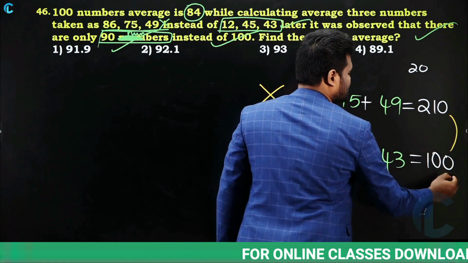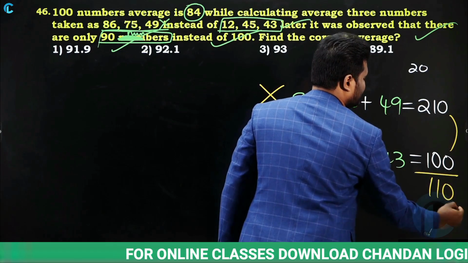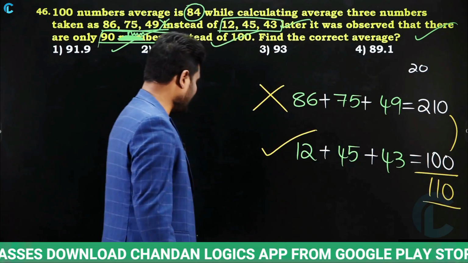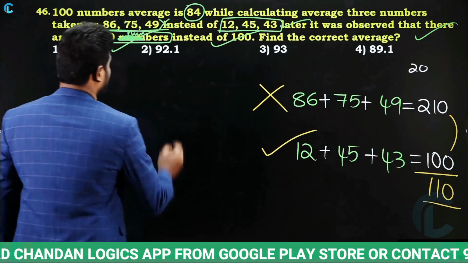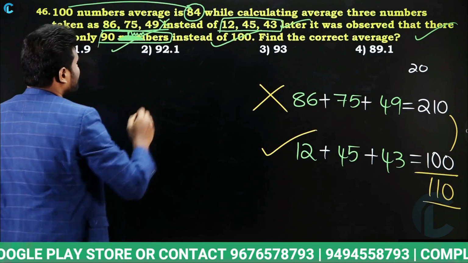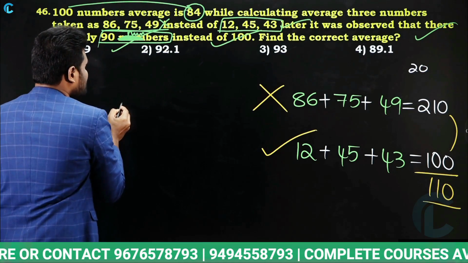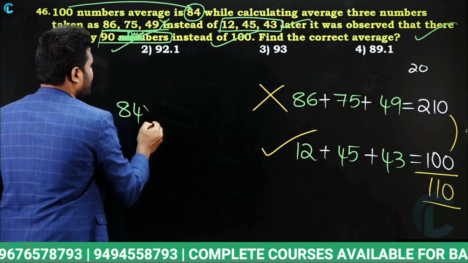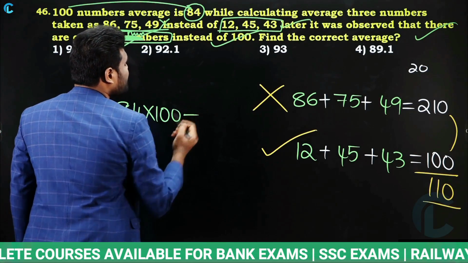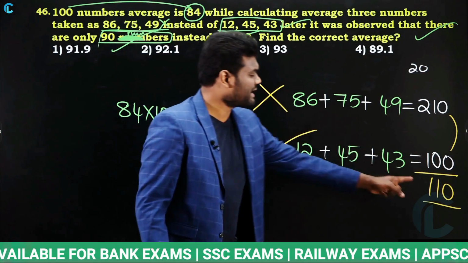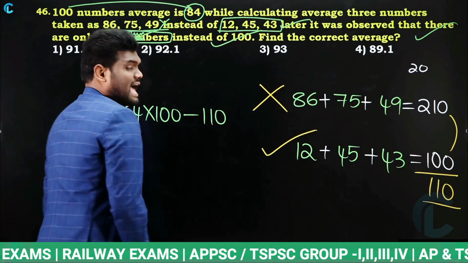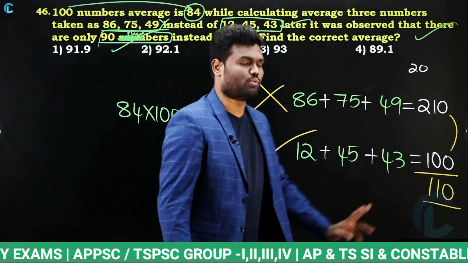If you take the difference, what is the difference here? The difference is nothing but 110. As the wrong value is more, you need to subtract this. So let us calculate the actual sum of 100 numbers. As the average is 84, the sum is going to be 84 into 100. From this you need to subtract 110. Why? Because we are getting a 110 difference and the wrong value is more, so subtract 110.